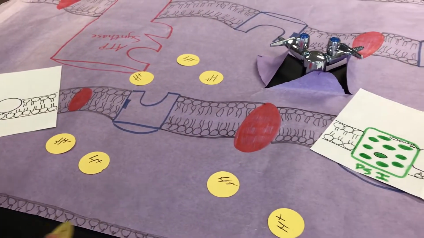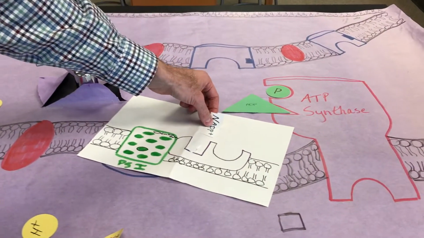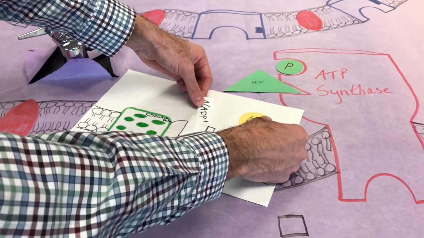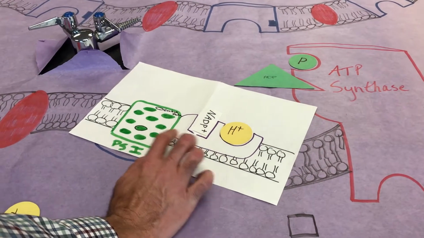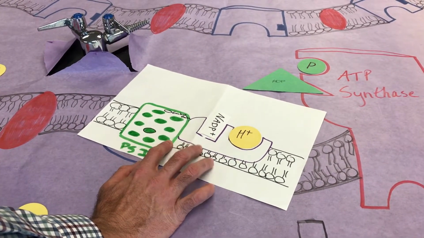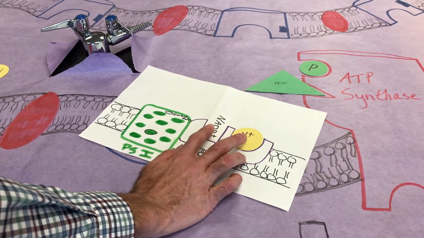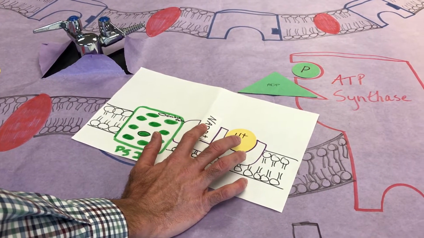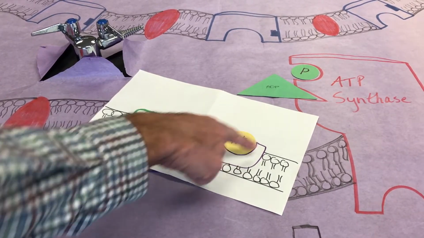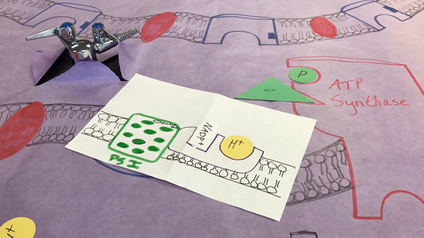But I am going to take an NADP plus and an H plus and put them in these active sites on this particular protein that happens to be right next to photosystem 1. Ideally, the protein would like to stick these two together, but it can't because that process is endergonic and it doesn't have the energy to do it just yet.